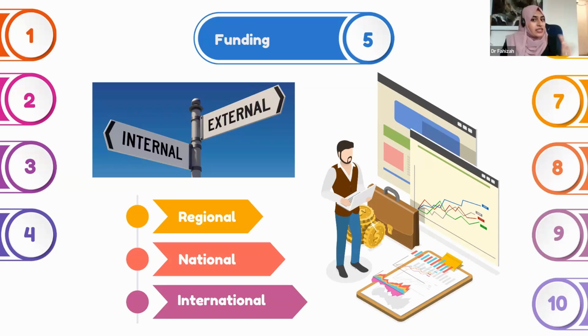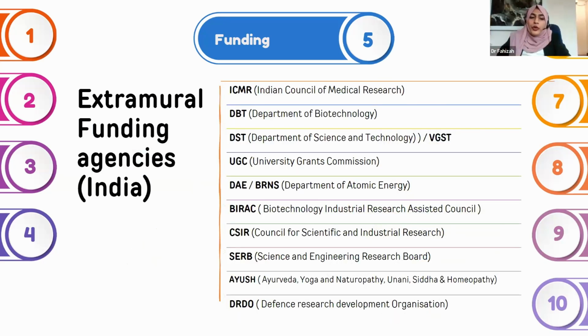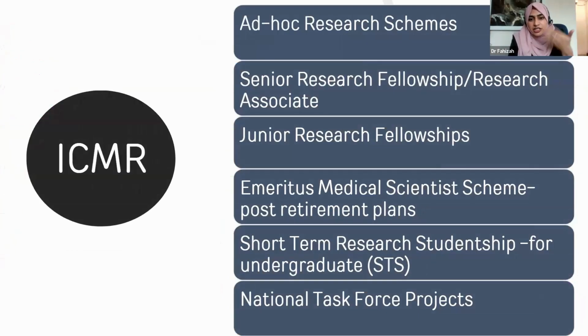And then international. Not many people know about this option, but there are a lot of options which you can apply for. And people have got it; it's not impossible to get international funding as well. These are the main few funding agencies. Let me just quickly read them. ICMR, DPT, DST, UGC, BRNS, BIRAC, CSIR, SERB, Ayush, DRDO. These are the main Indian nationalized funding agencies for all your research work. I'll be just brushing through all this.